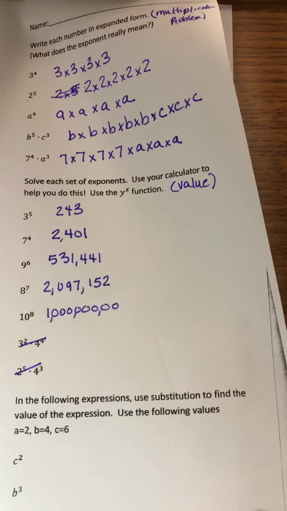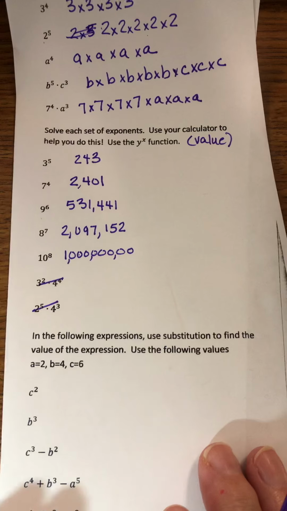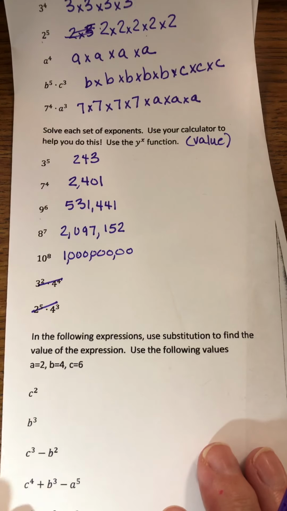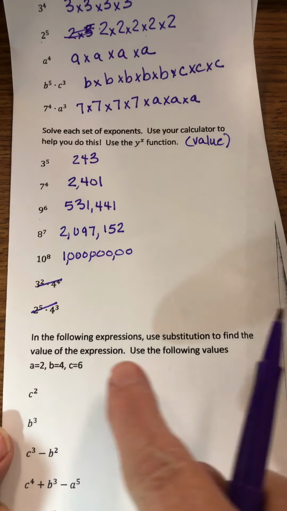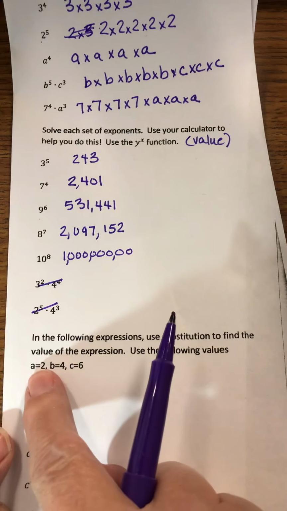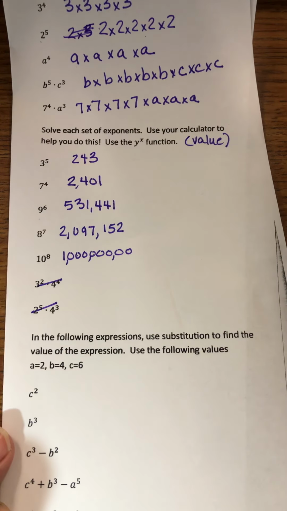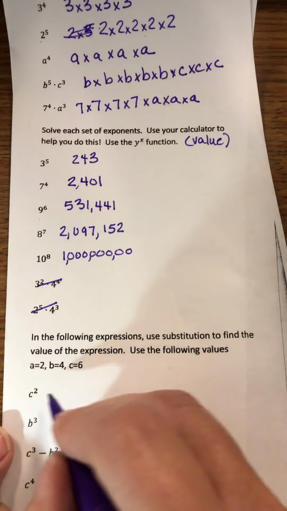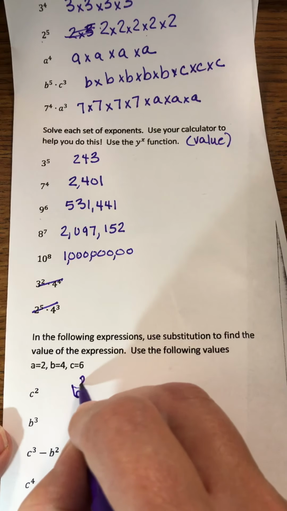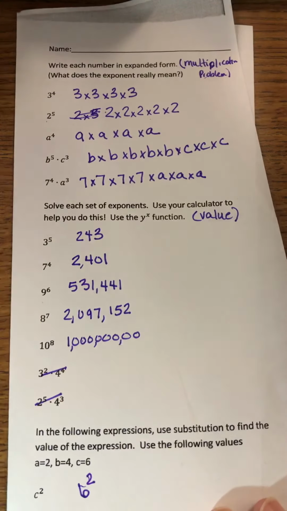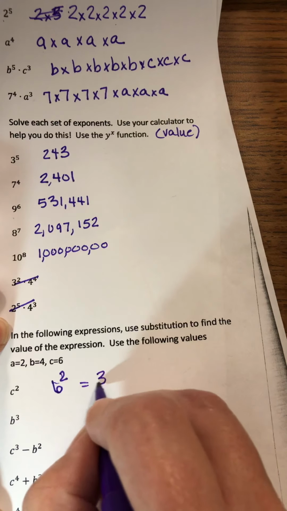Now the last section that we talked about, let me get some room going up here, is how to substitute in these expressions. So the variables are holding the place of a number. And we have given each of these a value. So A is 2, B is 4, C is 6. And all we're going to do is substitute those specific numbers in for those letters. So here you have C squared, same thing as saying 6 squared. And 6 squared is 6 times 6, which is 36.